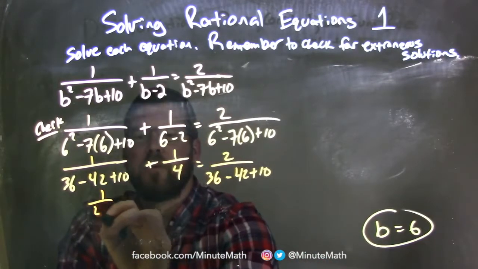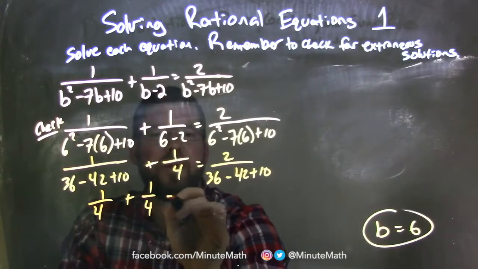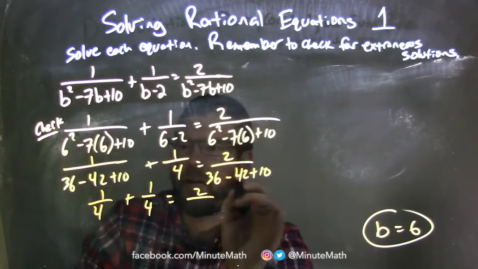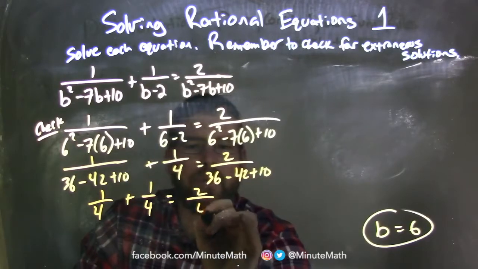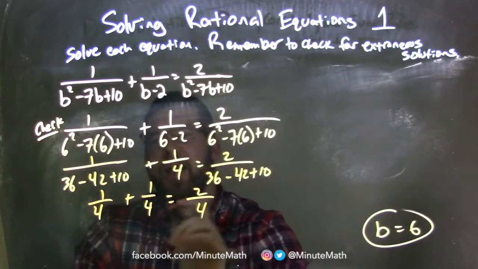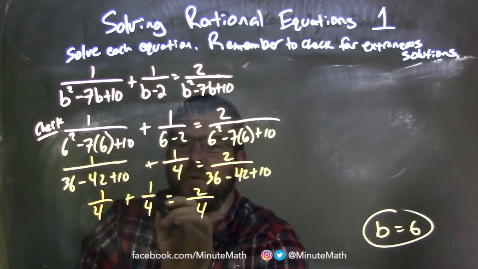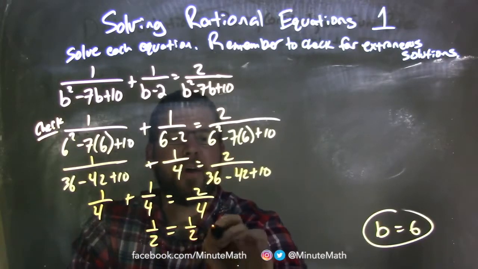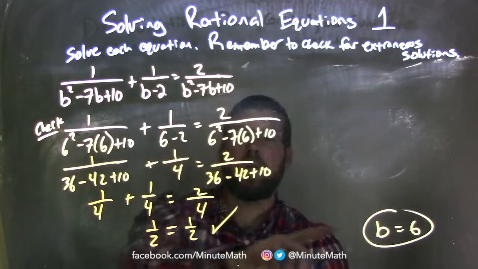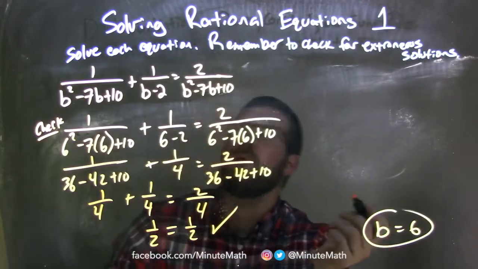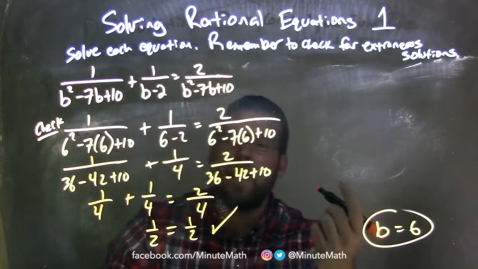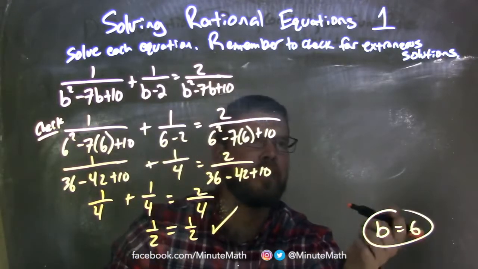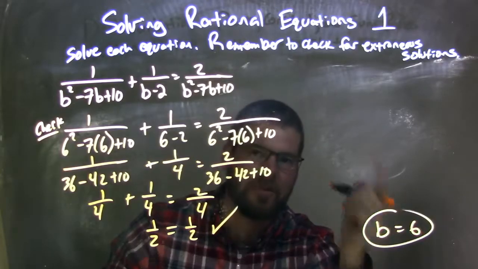So we have a 1/4 here plus 1/4 equals 2 over, well, in this case, 4, right? Because we already did the same thing. This denominator came out to be 4. Okay? And now we simplify this. Well, 1/4 plus 1/4 is 1/2. And 2/4 simplifies to be 1/2. And there we go. We checked it. We checked our answer, b equals 6. We plugged it back into our original equation. And that became the left and right to be true. So now we can confirm that 6 is a real answer and not an extraneous solution.